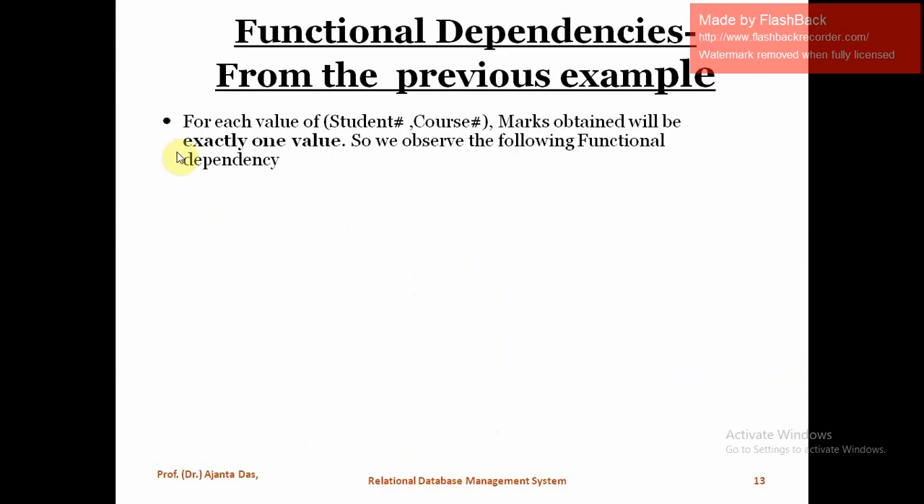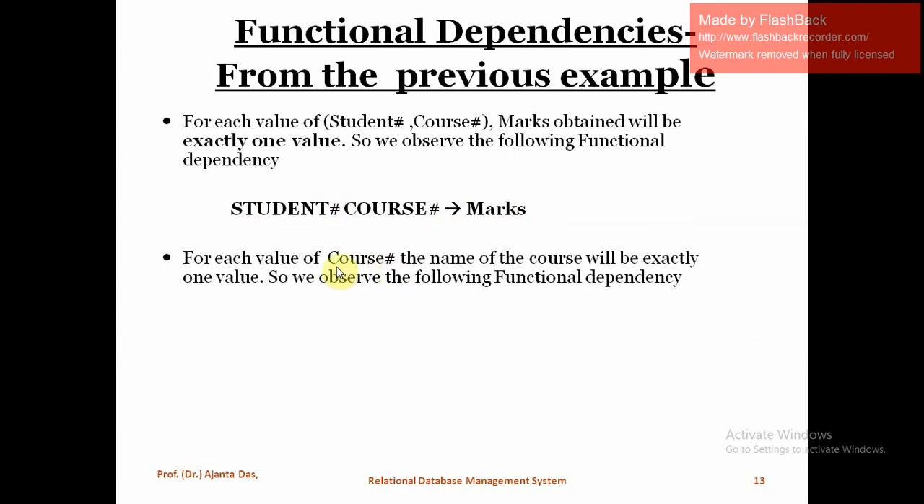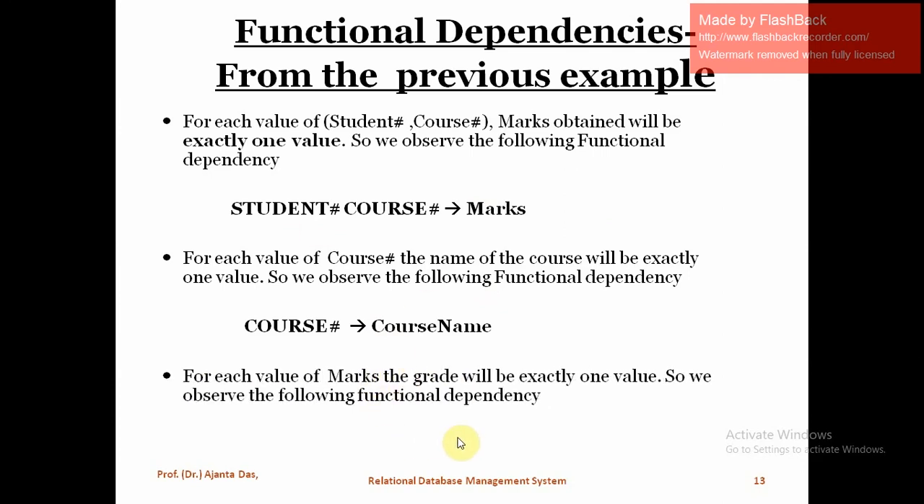Understood? Now, from the previous example we can see that these two play the role of primary key. So marks is fully dependent on student number and course number together. So marks has full functional dependency on student number and course number. However, course name is totally dependent on course number and student name is totally dependent on student number. So these are functional dependencies, but they are not full functional dependencies. And we can also find that grade can be measured from the marks.